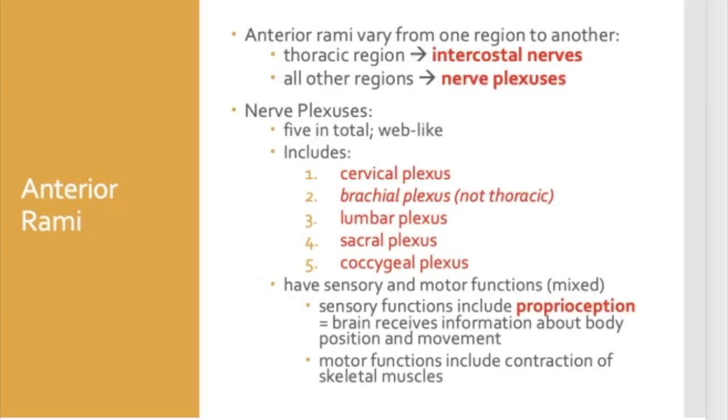We said that the anterior ramus actually branches quite extensively. So we talked about it in a little bit more detail because it's the anterior ramus that comes off of each spinal nerve that is going to create what are called the nerve plexuses. There are actually 5 of these. There's a cervical plexus, a brachial plexus. Remember, there's no thoracic plexus. There's a lumbar plexus, there's a sacral plexus, and there's a coccygeal plexus.